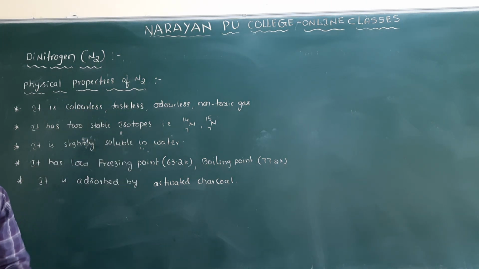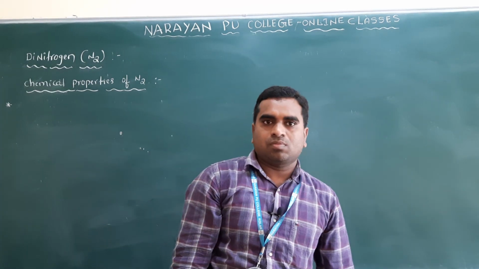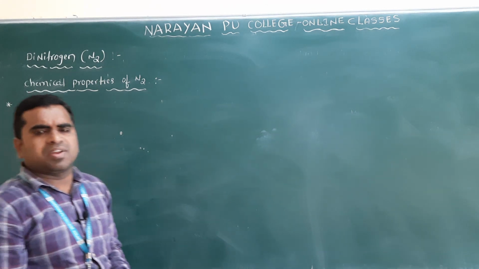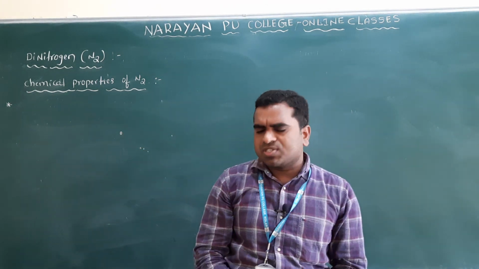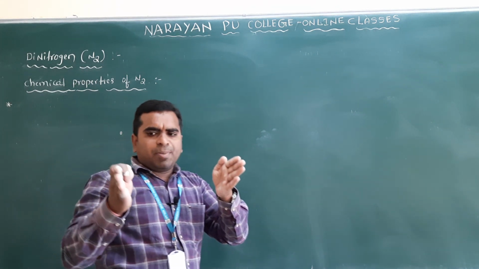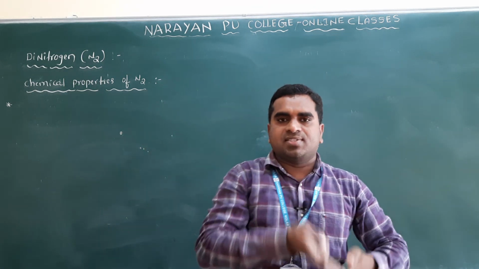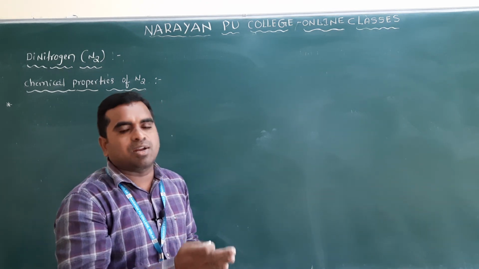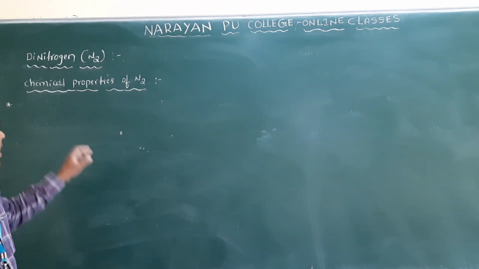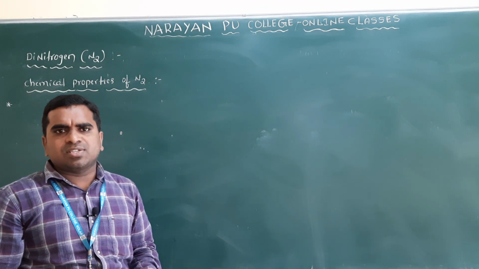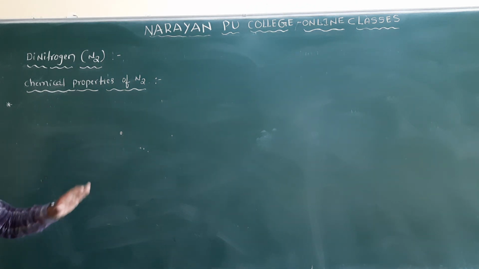Then we will go for chemical properties. I already discussed in the previous class that nitrogen is almost inert. Clear? So why is nitrogen gas inert? Because between the two nitrogen atoms a triple bond exists. So to involve nitrogen in reactions, first the triple bond should be broken, and breaking the triple bond requires a high amount of heat energy. So at room temperature nitrogen is inert.